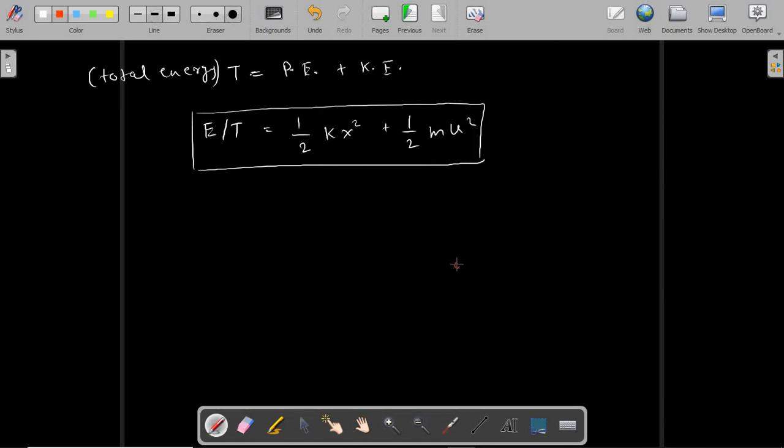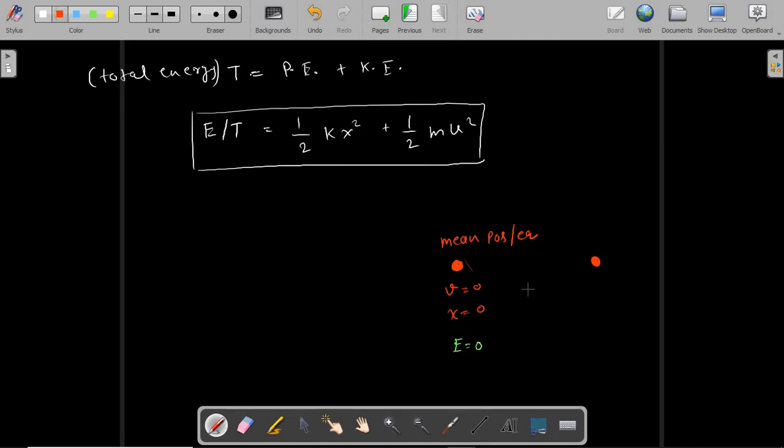So suppose this is the mean position. I should make the diagram big. I will name it mean position, or equilibrium position. So v is 0 here, x is 0 here. So what is the energy? It's half mv squared plus half kx squared. When v is 0 and x is 0 as well, what is the total energy? Just look at the formula and put in the values. E is 0.